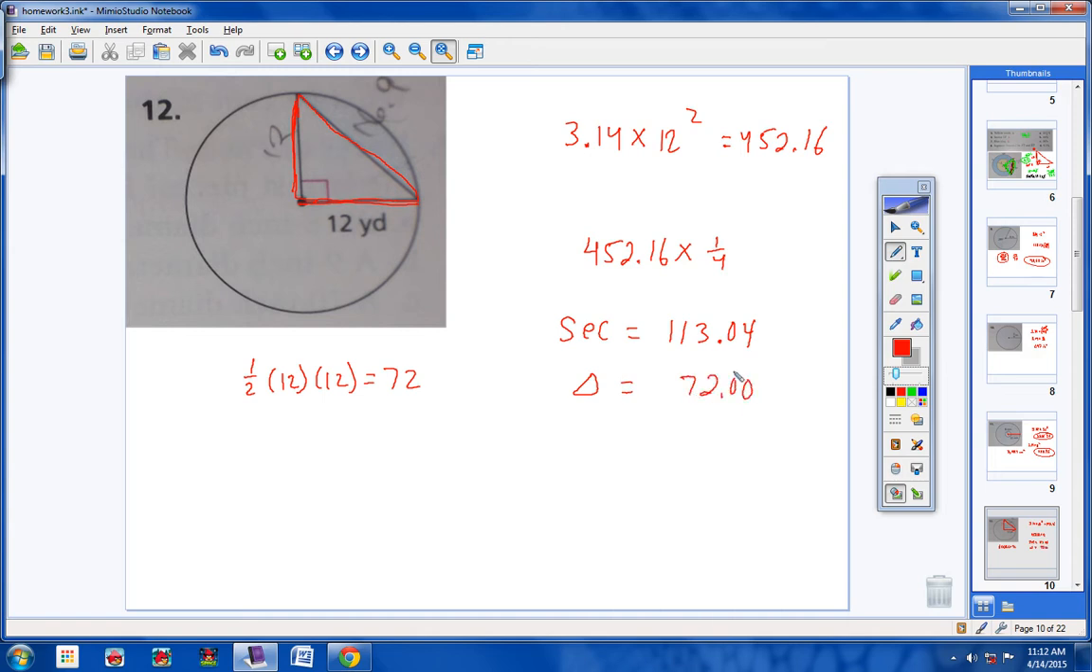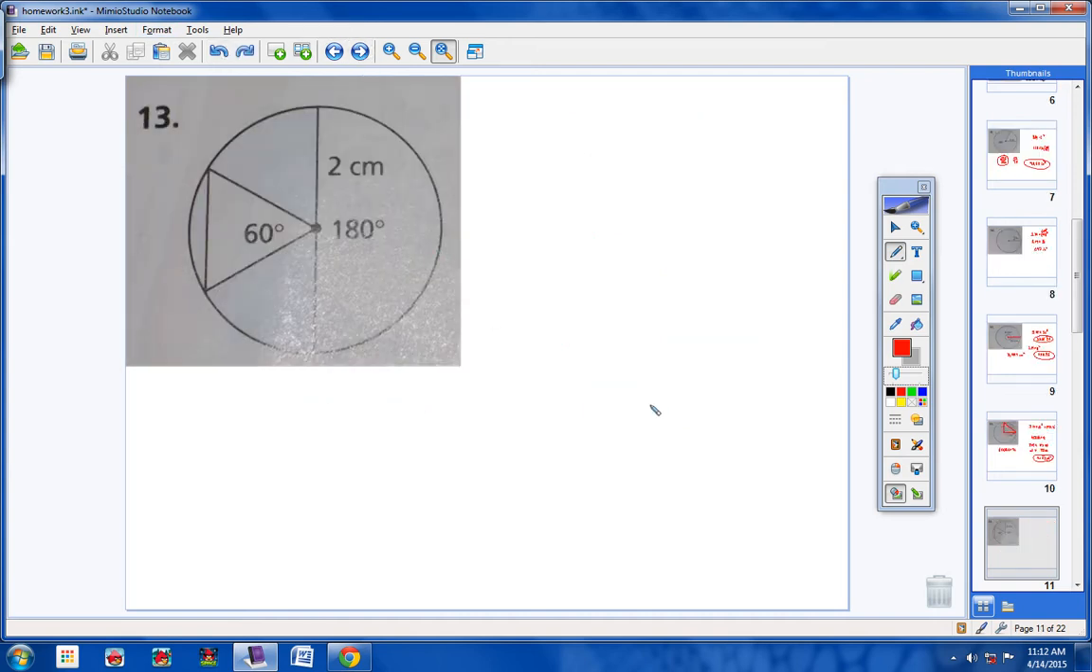72.00. So let's subtract those two numbers very quickly, and we should come up with the correct answer. 41.04 is what I get. The back of the book has 41.10. So we're right there on the money, okay? And that would be square yards. I don't set a very good example of labeling your answers, but you really should label your answers, okay? Moving on to number 13.